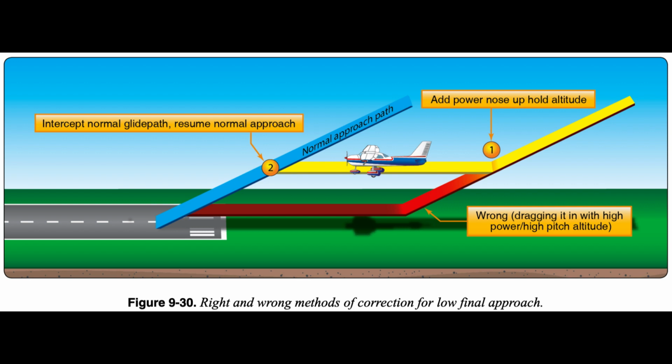When it is realized the runway cannot be reached unless appropriate action is taken, power should be applied immediately to maintain the airspeed while the pitch attitude is raised to increase lift and stop the descent. When the proper approach path has been intercepted, the correct approach attitude is re-established and the power reduced and a stabilized approach maintained. Figure 9.30.